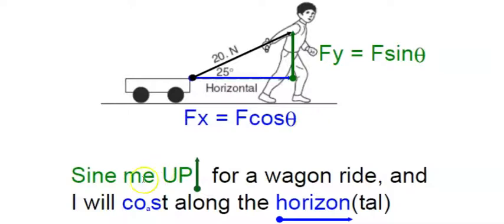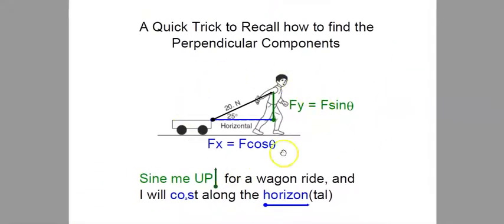So we say, "Sign me up for a wagon ride and I will coast along the horizontal." And you can see with this mnemonic, sign me up for a wagon ride, that the up vector is the sine of the angle, and you can see that the coast, COS, is along the horizontal. This little trick was developed to help students remember which way the horizontal and vertical components point, and which association of horizontal to cosine and vertical to sine are always connected to quadrant 1 vectors.